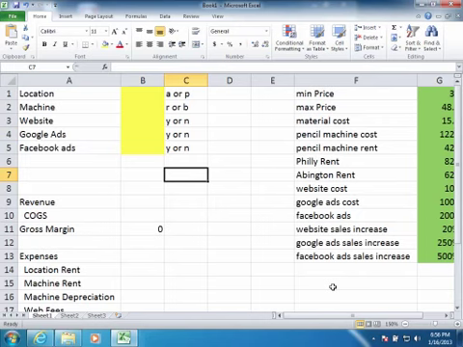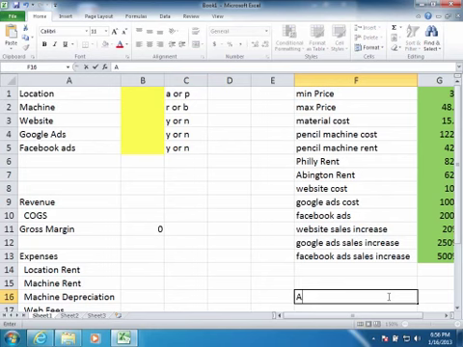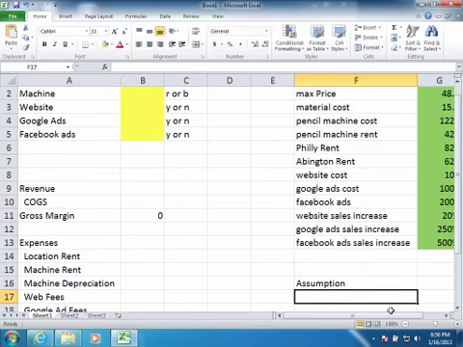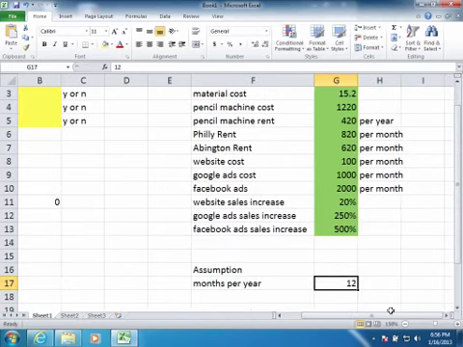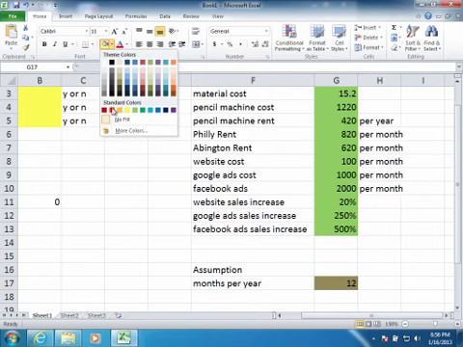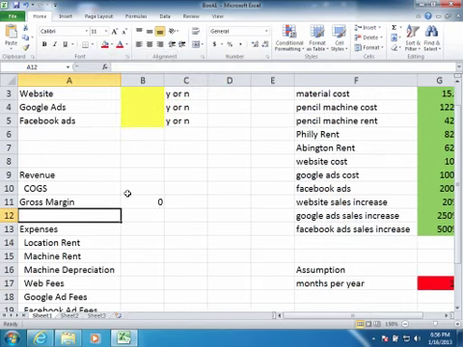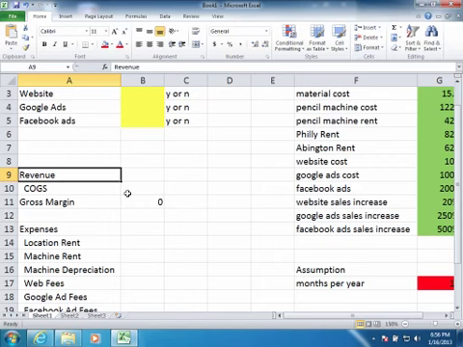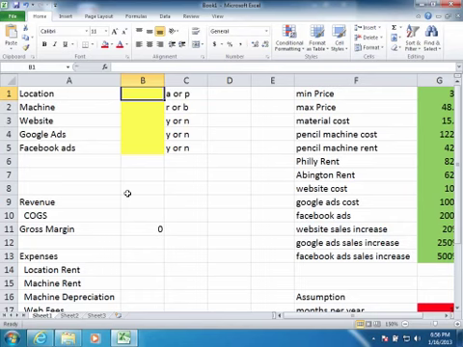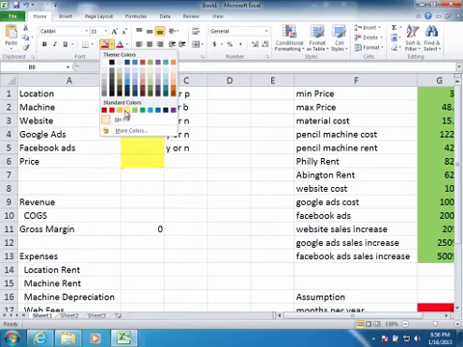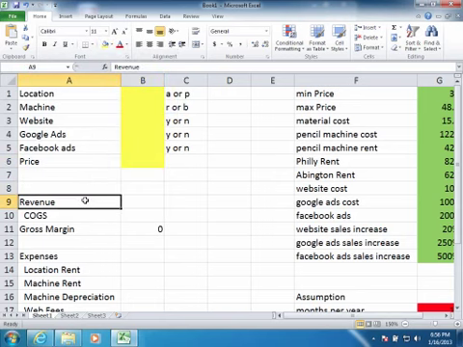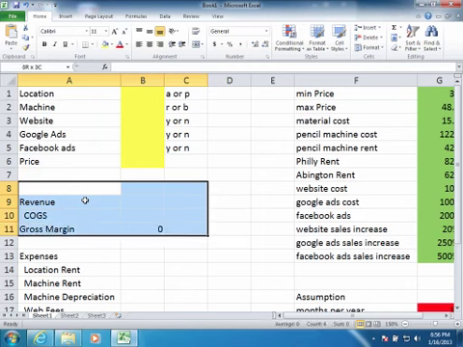And right off the bat, I can see that since I'm talking about a month here, but some of the stuff over here is a year, I'm going to need an assumption that the months per year is 12. Okay. Now, to get revenue, what I need is quantity times price. And price is one of my decisions too. So I need quantity times price. Let me push this down a little bit.